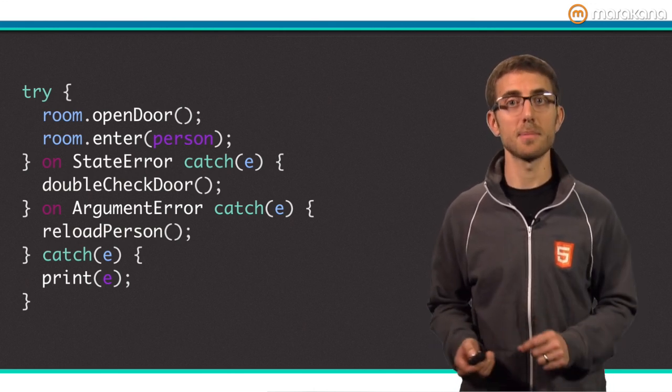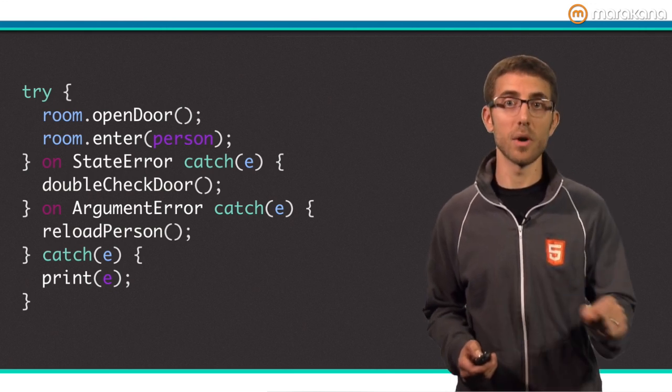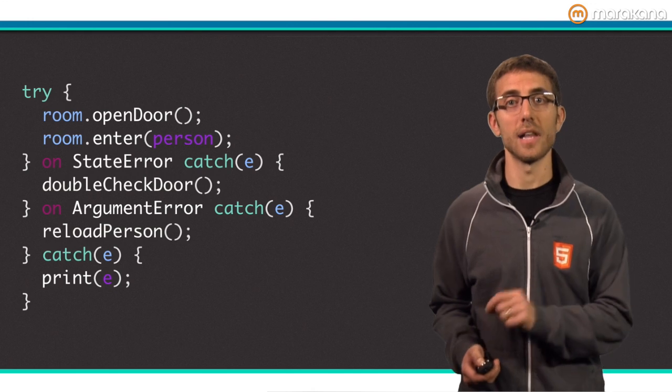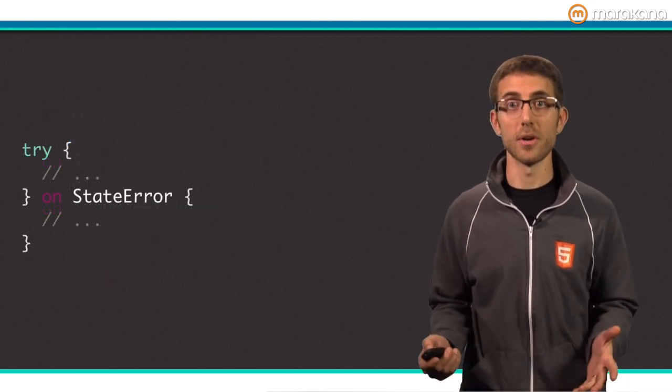Here's how you catch different types of exceptions. You can use on to specify what kinds of exception you want to catch. You can specify multiple on clauses, and you can specify catch-all as the last catch clause. You can use on or catch or both. If you don't care about the actual exception object, you can omit catch.